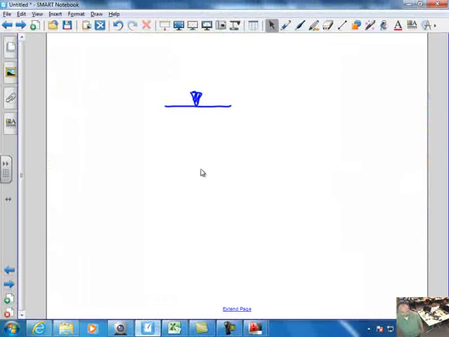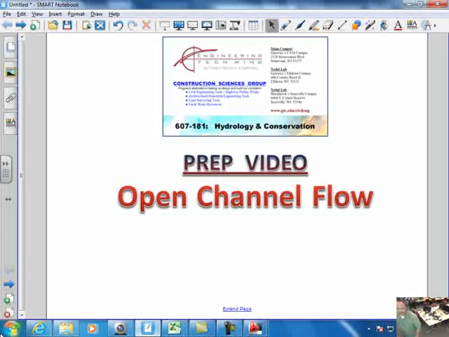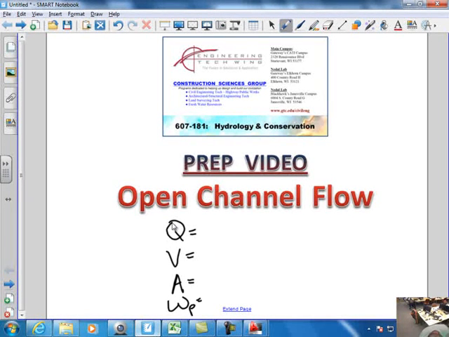So, in short, this concludes our open channel flow, where we determined Q, we determined V, and we determined area and a wetted perimeter. Four major pieces that we obtained to determine our open channel flow for our sections.